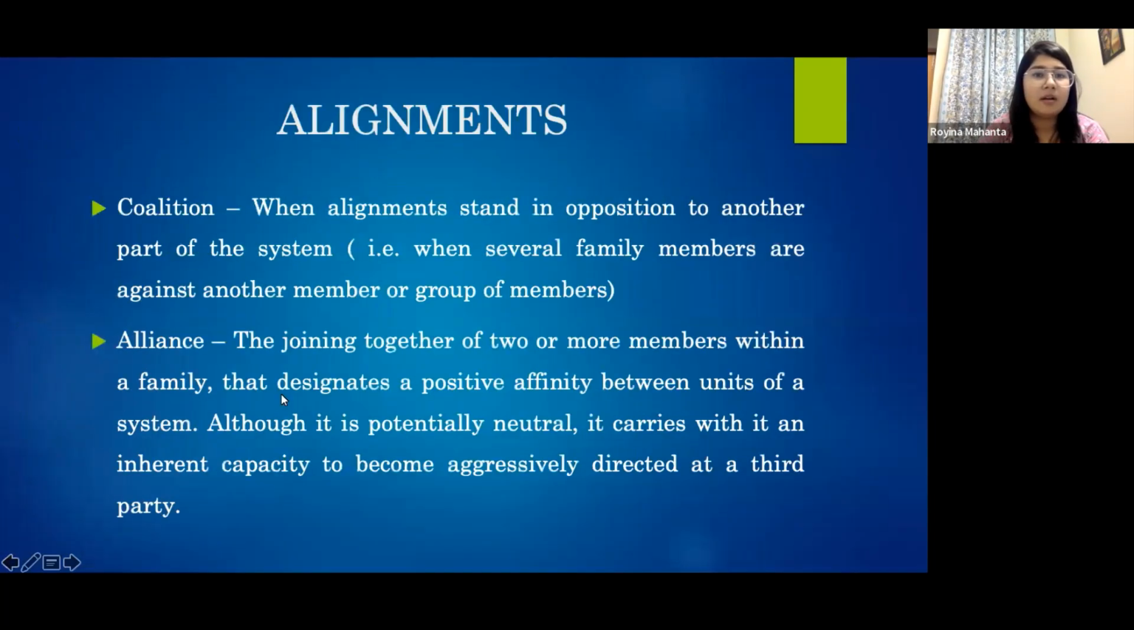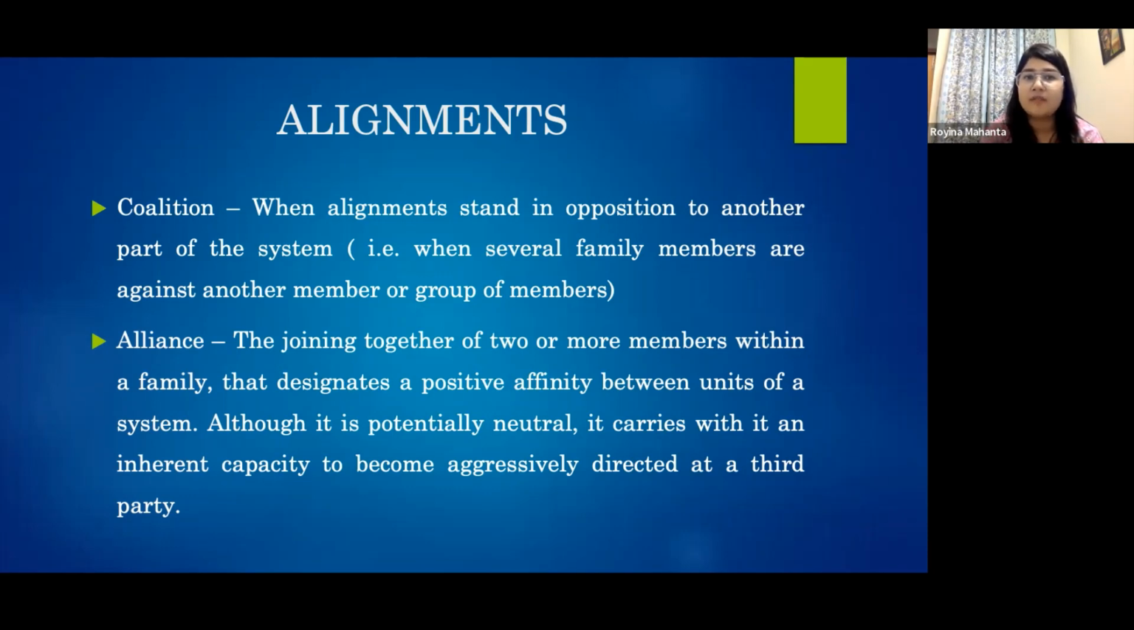Next, I'll be talking about alignments. Alignments are basically of two types. The first type is coalition. The term coalition is usually used in a negative sense. That is when a group of people are in opposition to one family member or a group of family members. So if one person or a group of people is the target of this coalition, then the other group is targeting this particular group and they are against each other. They don't really have a good or positive supportive relationship with each other. These groups will be in opposition to one another.